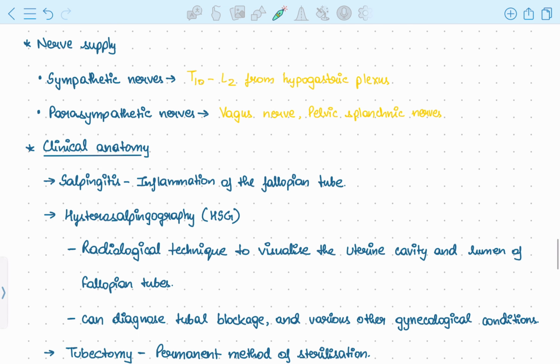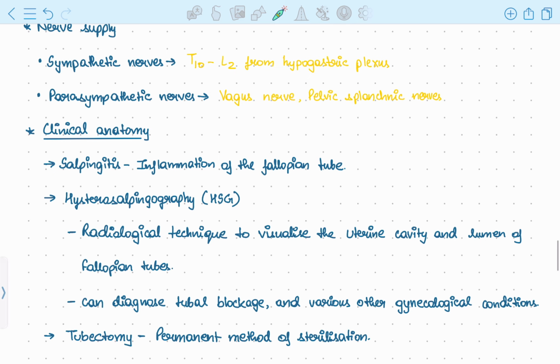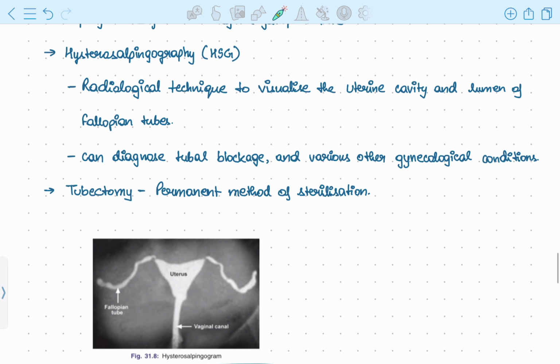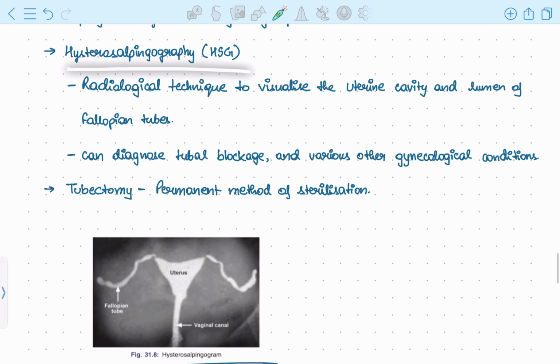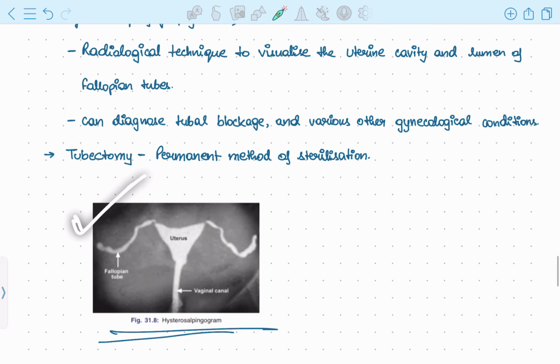Okay. Now again clinical anatomy, very important. So first is salpingitis. What do you mean by itis? किसी भी वर्ड के आगे अगर itis लग जाता है so that means inflammation. Okay, so salpingitis is inflammation of the fallopian tube. Then we have a procedure known as hysterosalpingography. This is the image of a hysterosalpingogram.